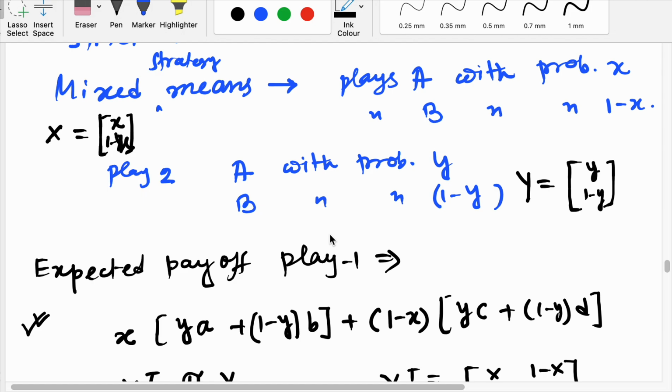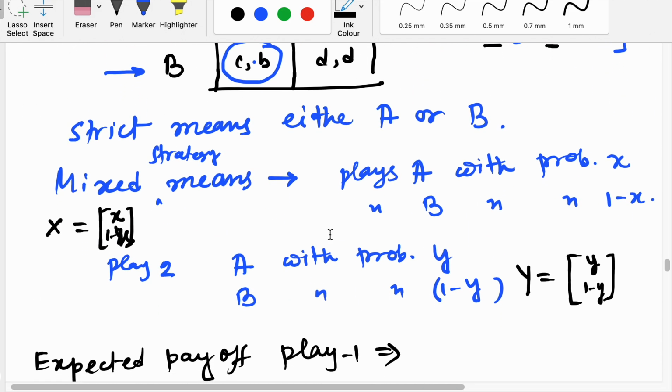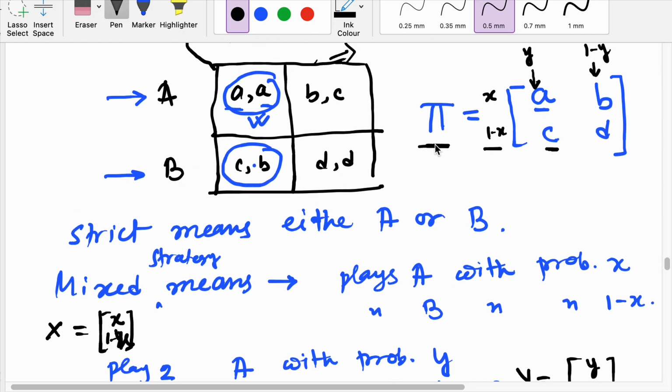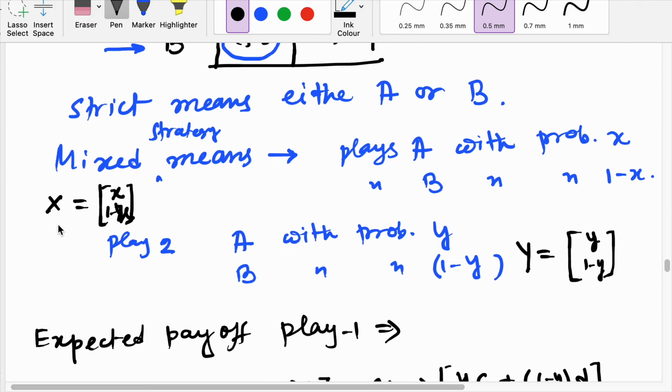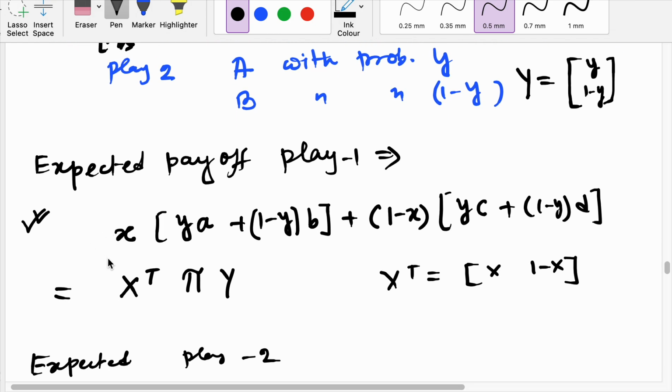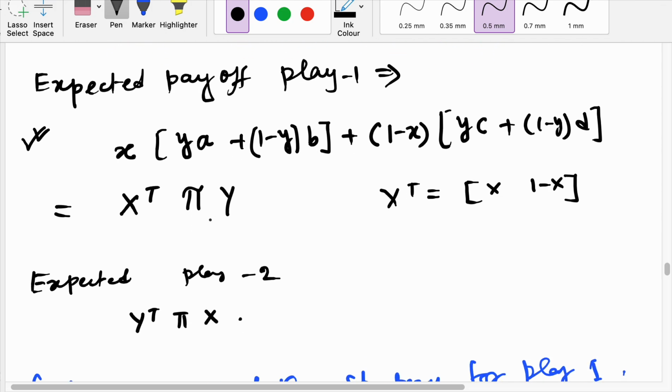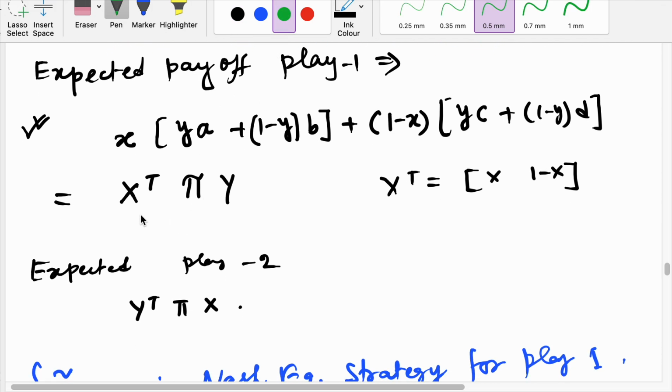Here you can see this pi is the payoff matrix, and instead of the earlier way of representing my payoff elements, I am representing them in matrix form. Here the strategy is x, 1 minus x, so we can write it in a column matrix format, the mixed strategy of player 1, and similarly the mixed strategy of player 2. Now we can calculate how much payoff player 1 gets on average. It is easy to calculate and comes out in the form x transpose pi y.